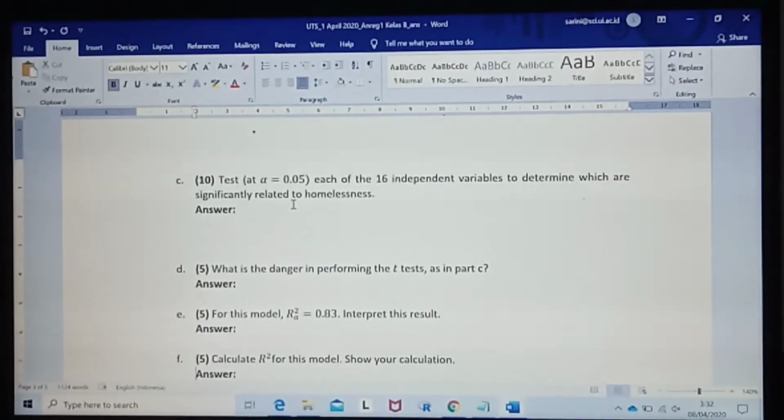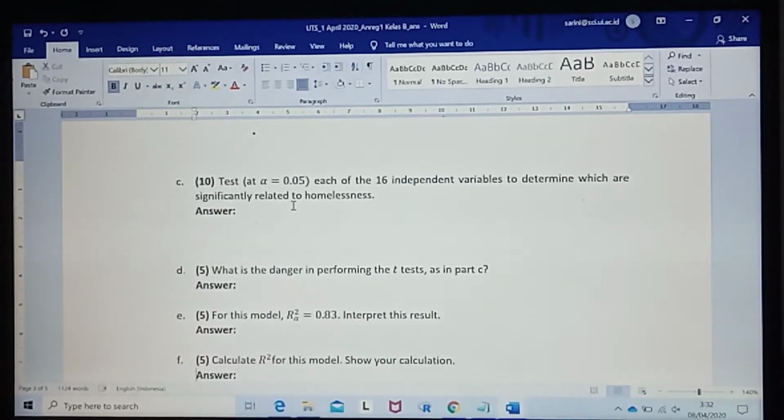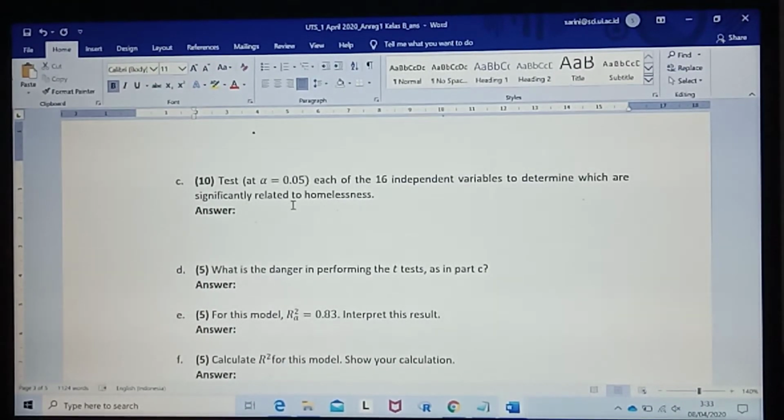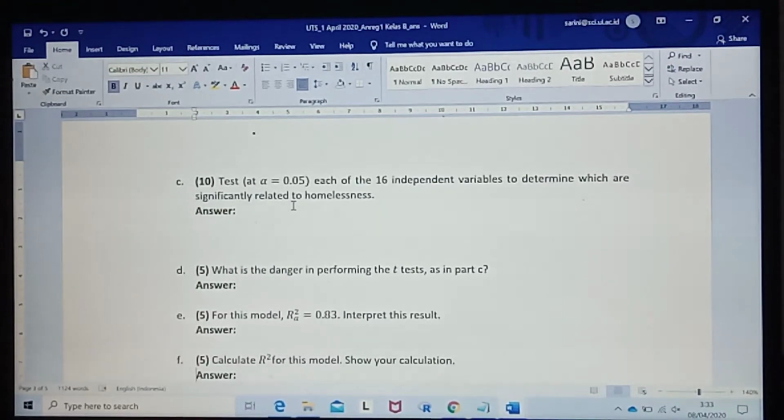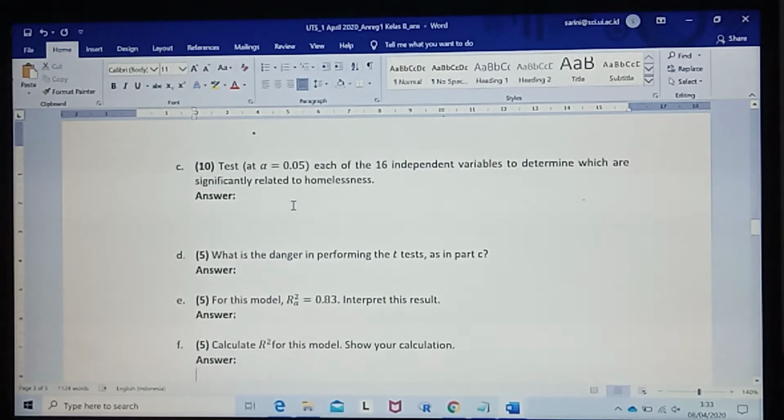Okay, now we will proceed to answer question part C, that is to test each of the 16 independent variables, whether they are significantly related to homelessness or not. If you have to do each of the tests in detail, then it will take forever. So that's why when you are having your exam, I told you that you just need to put a detailed test for just one variable, and for the other variables just write down the conclusion of the test.